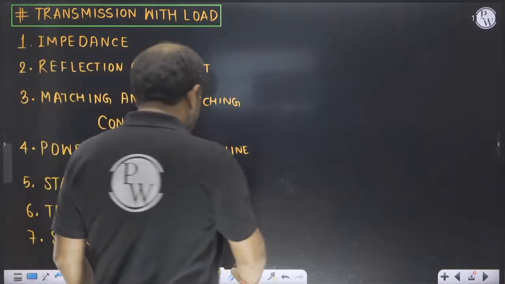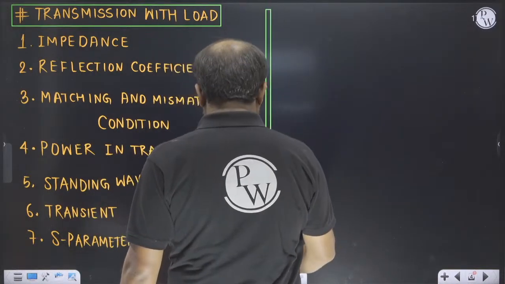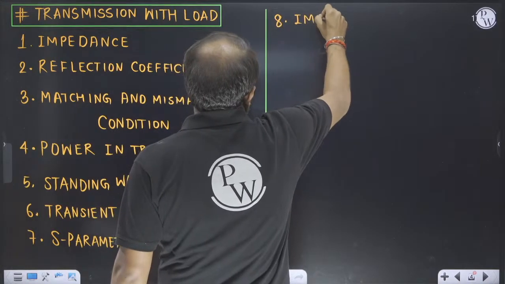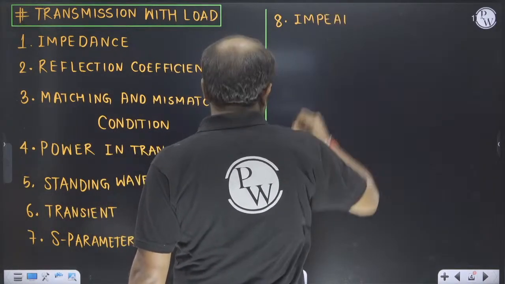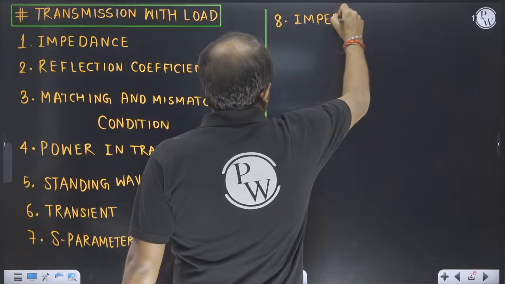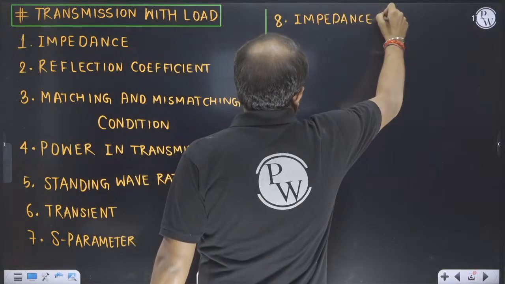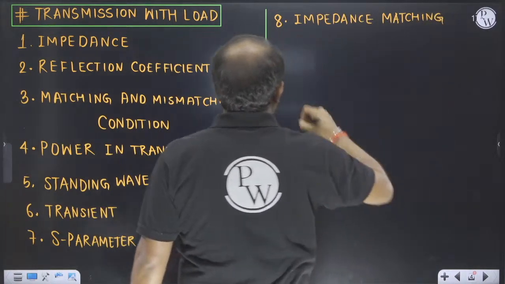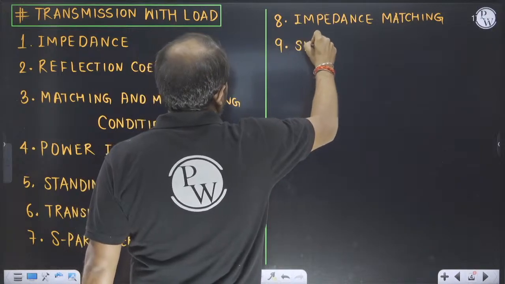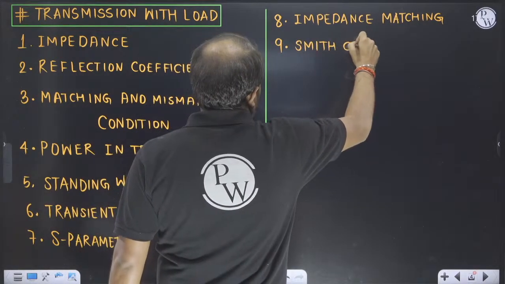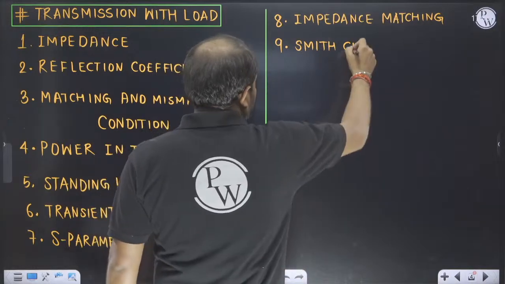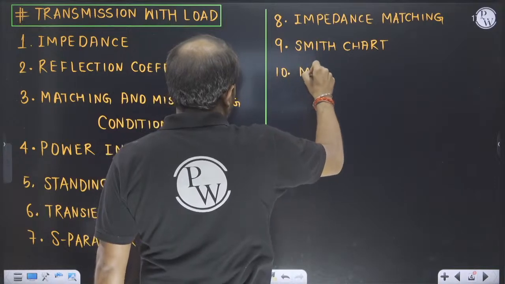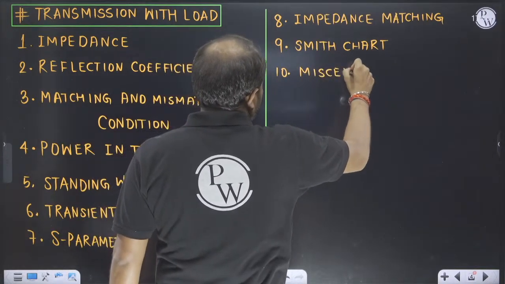Eighth point, impedance matching. And ninth point, Smith chart. And tenth point, miscellaneous, if something is remaining.